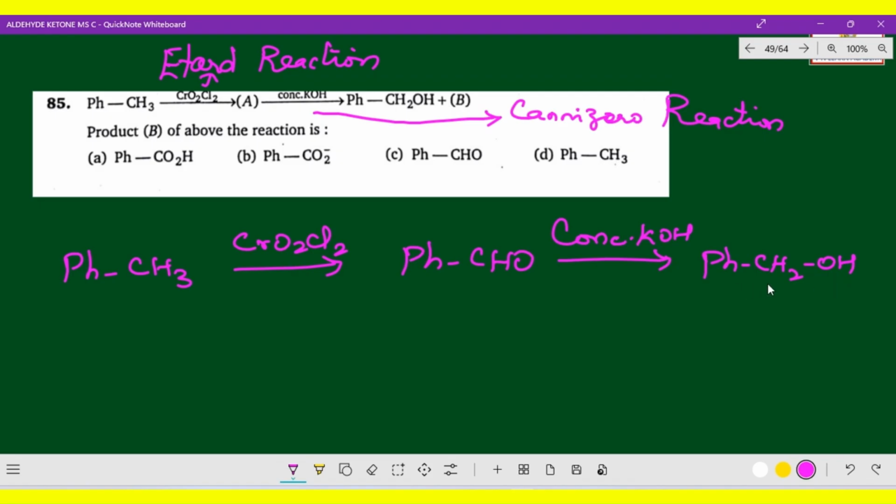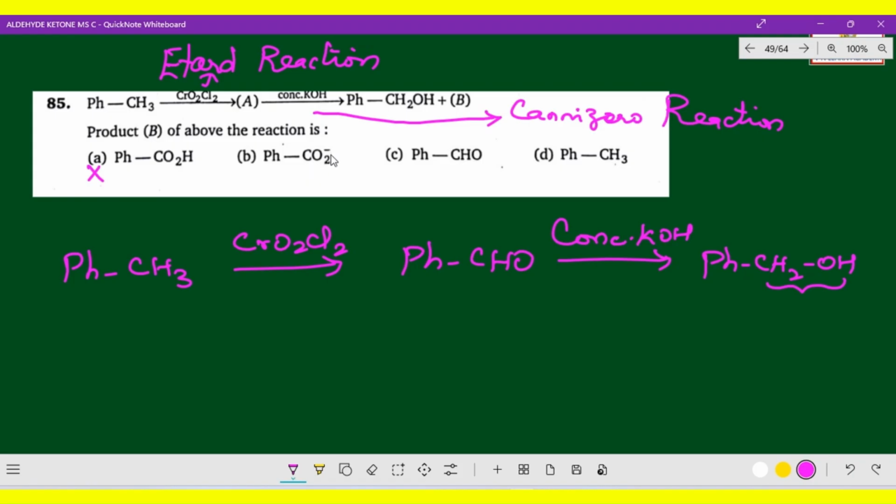PhCH2OH. See, this is a primary alcohol, it will be situated over here. So you get a primary alcohol, and you also get a salt formation. What kind of salt? Here PhCOOH will not be the salt, it is a carboxylic acid only. So this is not the correct option.